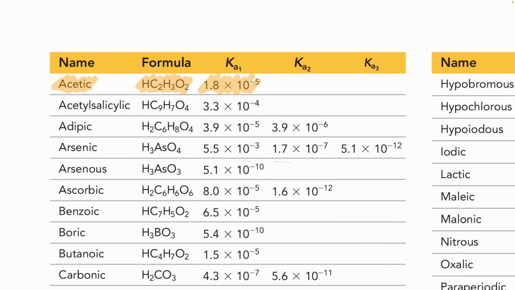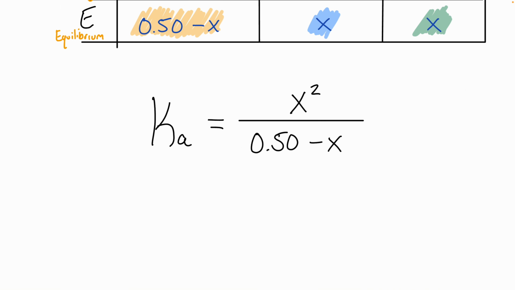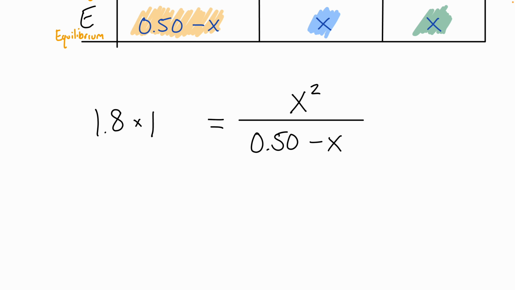All right, so 1.8 times 10 to the negative 5 here. So let's go back and update. Now we know that value for Ka. So I'm just going to note 1.8 times 10 to the negative 5.